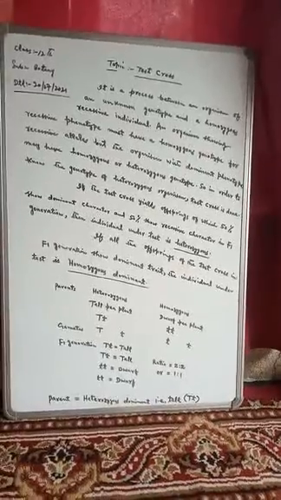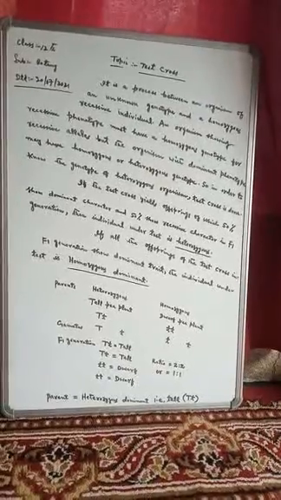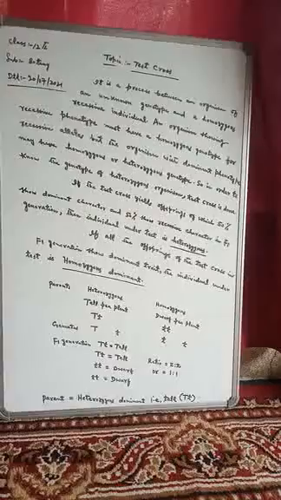So here two conditions appear: if an organism shows the recessive phenotype, then it has the homozygous genotype for recessive alleles. But if an organism has the dominant phenotype, it may have the homozygous or heterozygous genotype. So in order to know the genotype of a heterozygous organism, test cross is done.